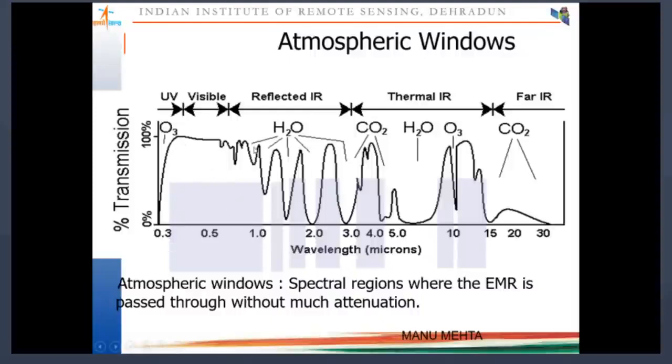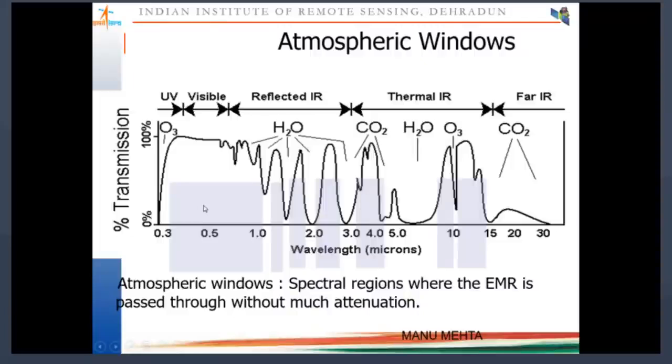Plus, at every wavelength, you can see that the transmission never reaches 100%. So both for incoming as well as for outgoing radiation, even if you are in an atmospheric window region, some part of the energy is absorbed by the atmosphere. So this leads to diminishing of the signal. The signal is overall a bit reduced while it is incoming or outgoing. So due to absorption by the atmosphere, you have atmospheric window regions where you can design your sensors for Earth observation.